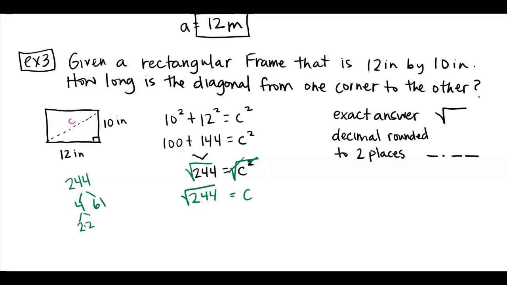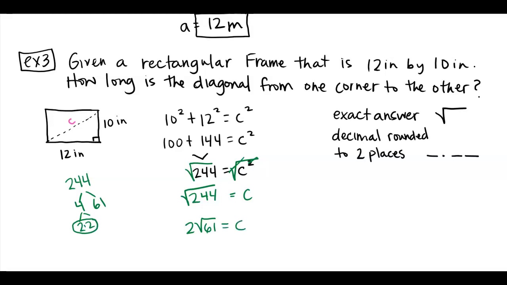So on some of your calculators, it'll even change that. It won't leave it as square root of 244. It might have it as 2 square root of 61, right? Because we have a pair of 2's that gets to come out, and then the 61 stays inside, right?